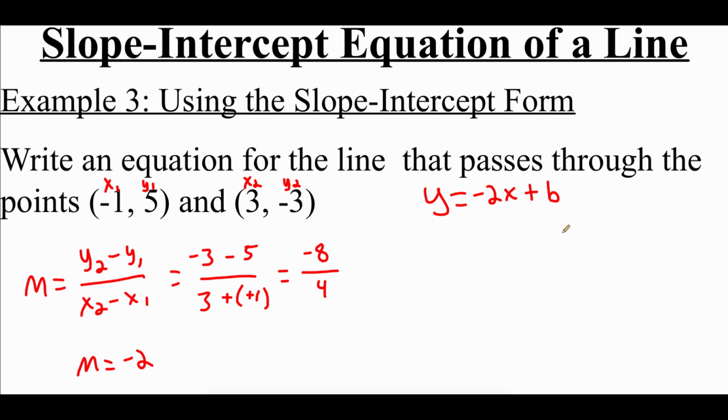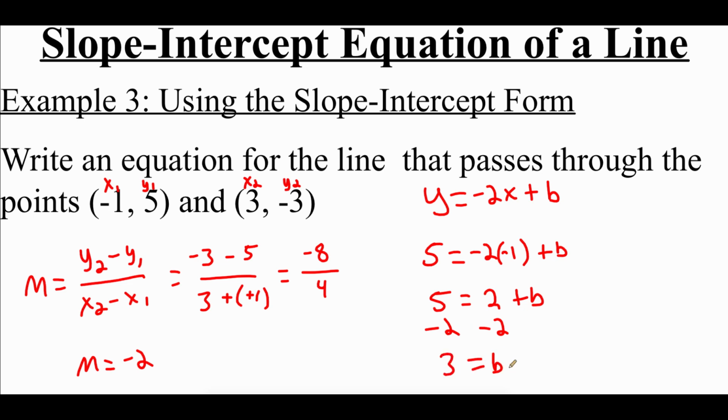So now what we need to do is use one of our points, and it doesn't matter which one you pick, and we're going to take that information and plug it in for our x and our y to help us solve for b. So I'm going to use the first point, (-1, 5). So 5 is my y value, so I'm going to plug that in on the left-hand side. My slope is -2. My x value from that point is -1, and we are trying to solve to find our b value. Now if I take -2 times -1, that turns into a +2. So I've got 5 = 2 + b. To get rid of this 2, we're going to need to subtract 2 from each side. So we're going to get 3 as our b value.